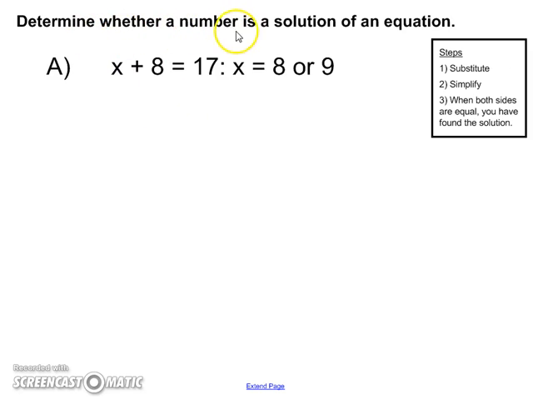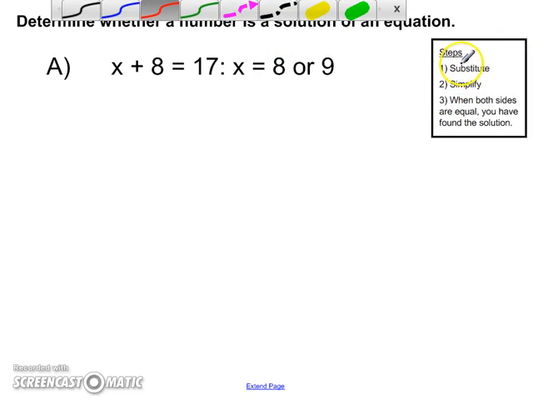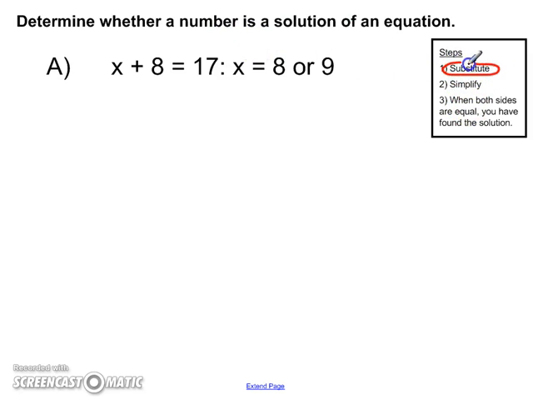Now first of all though, we're going to determine whether a number is a solution of an equation. So our equation is x plus 8 equals 17. We're going to determine whether 8 or 9 is a solution, and I hope that you know at this point that 9 is the solution. But let's pretend for just a second that we don't know. Over here are my steps, and I'm actually going to start with 8. The first thing is to substitute. So I'm going to take 8 and substitute it into the equation for x. I'm going to change x to 8.